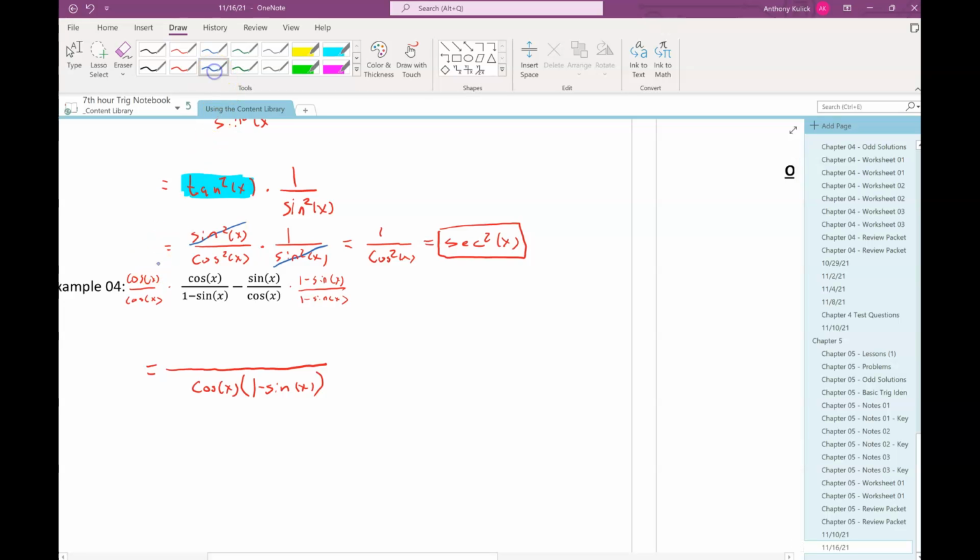So then I have cosine times cosine in the numerator, so cosine squared. And then I have negative sine x times 1, so that's negative sine x. And then I have negative sine x times negative sine x. So that's plus sine squared x. Is everybody okay with how I got this to a single fraction?